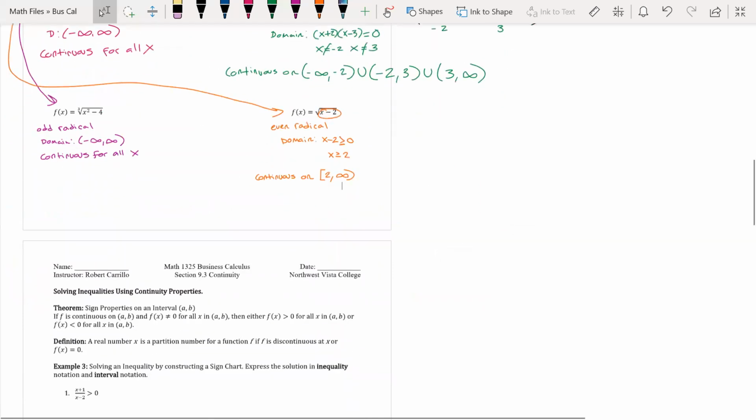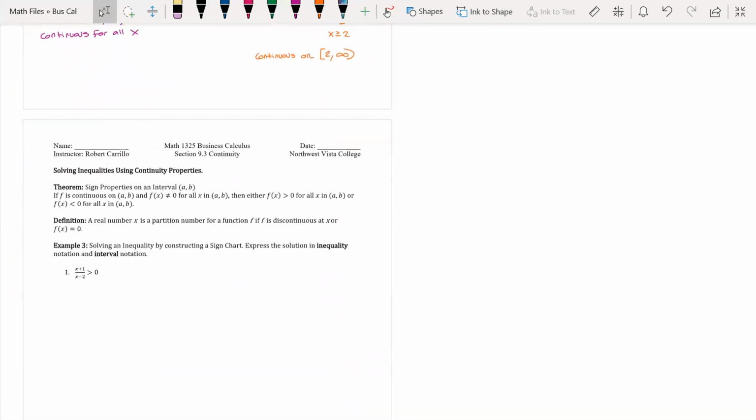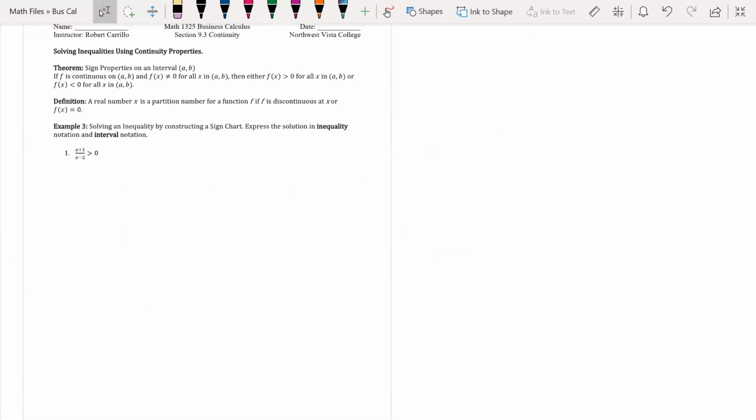Okay. So the next page deals with creating a sign chart to solve an inequality. So I'll read you the theorem real fast and try to break it down into English. The theorem, sign properties on an open interval (a, b): if f is continuous on an open interval (a, b) and f of x doesn't equal 0 for all x in (a, b), then either f of x is greater than 0 for all x in this open interval, or f of x is less than 0 for all x in this open interval.